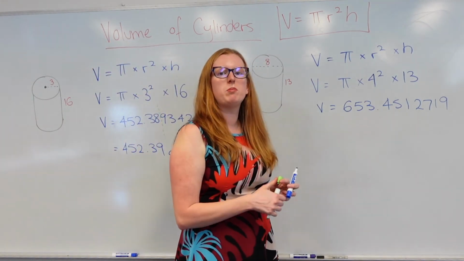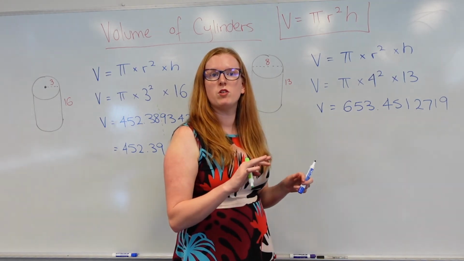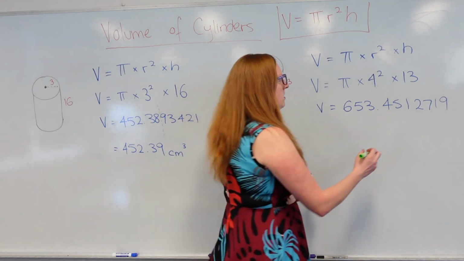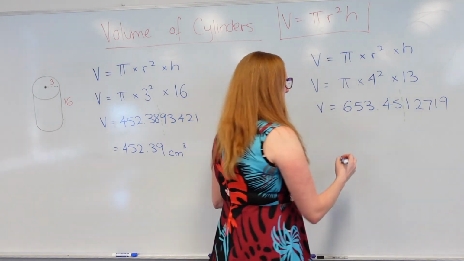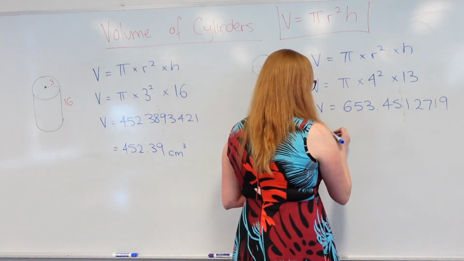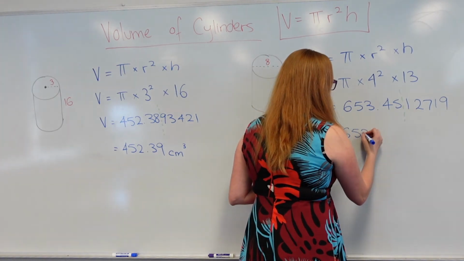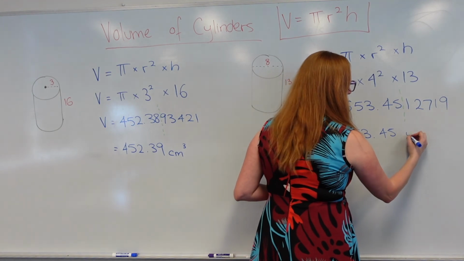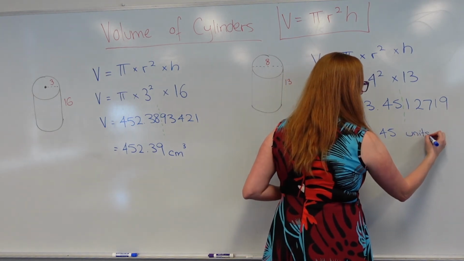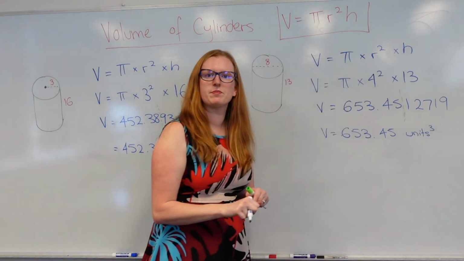Always round to 2 decimal places unless your question tells you to do it differently. 2 decimal places is like the best option. So volume equals 653.45. I didn't put units, so I'll just call it units cubed.